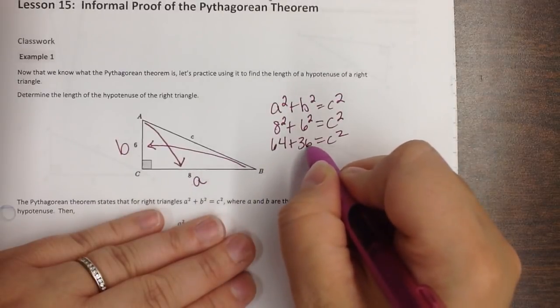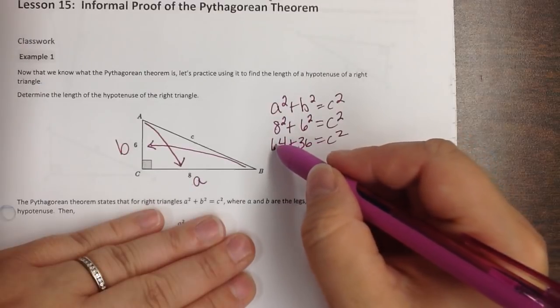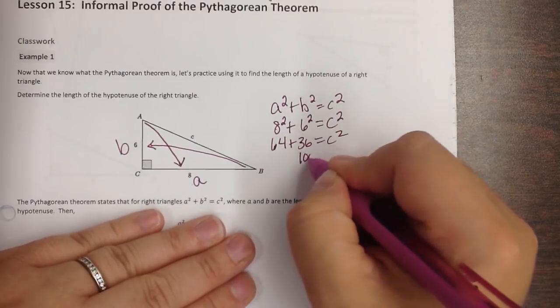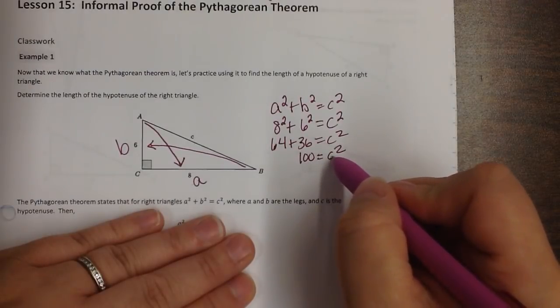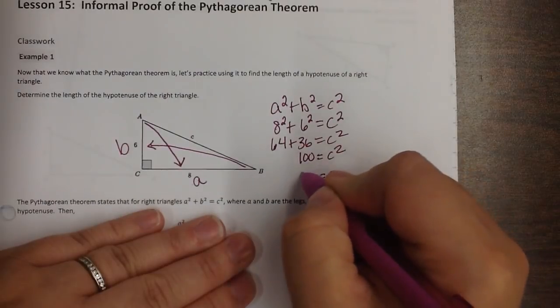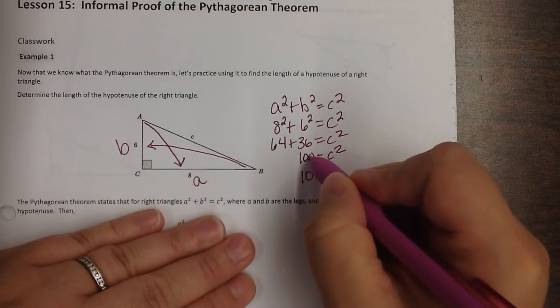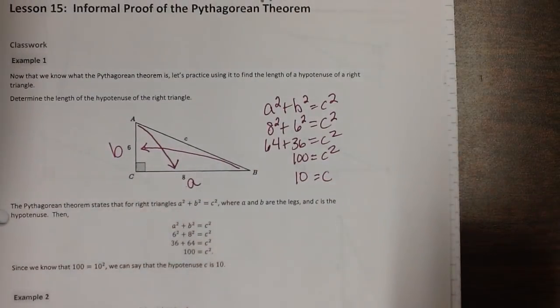We're going to add together. So 6 plus 4 is 10, plus 30 is 40, plus 60 is 100, equals C squared. And this is just asking what number times itself is 100. So C would be 10. 10 times 10 is 100. So that is how we get our answer here.